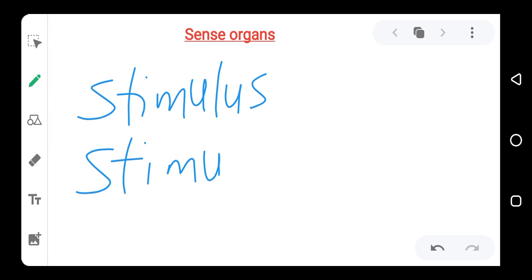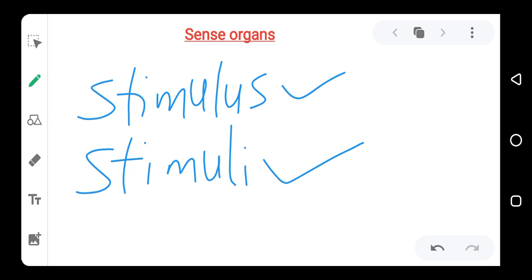Stimulus is singular, while stimuli is plural. And a stimulus is anything that can trigger your body to react. Like when you touch a hot iron, you will feel pain, then the pain will make your body react. So the sense organs are the organs in our body that help us to detect external stimuli.